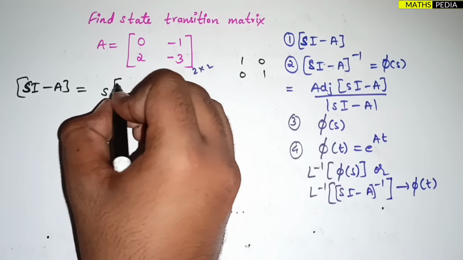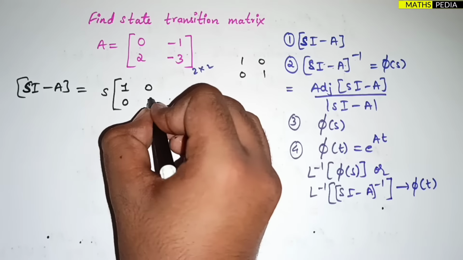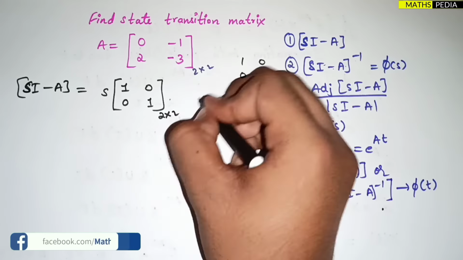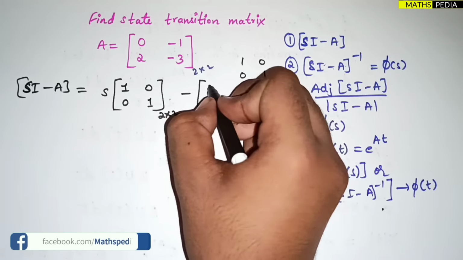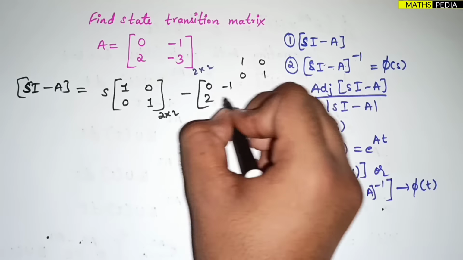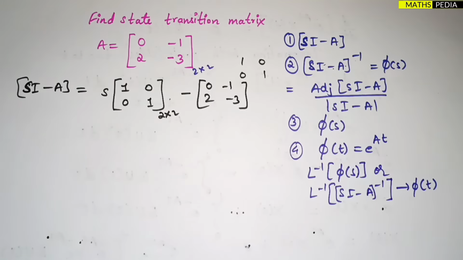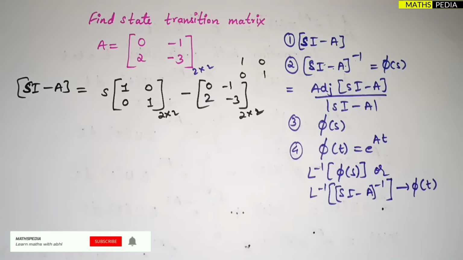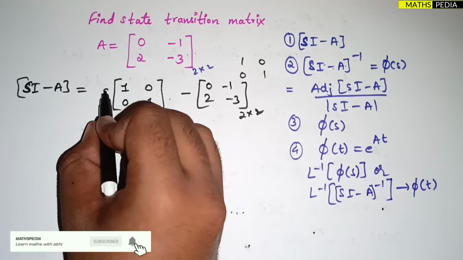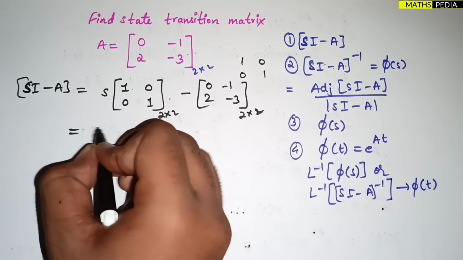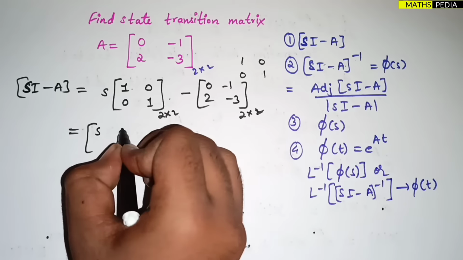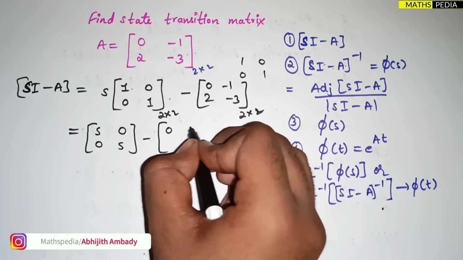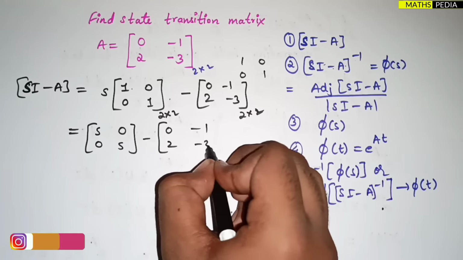They will give you a square matrix. So 1 0 0 1, the identity matrix, you have to choose the same order, 2 cross 2, minus A. What is A? That is 0 minus 1, 2 minus 3. The A matrix is also of 2 cross 2 order, 2 rows and 2 columns. Now I can multiply s inside the matrix. So what will happen? s 0 0 s minus 0 minus 1, 2 minus 3.